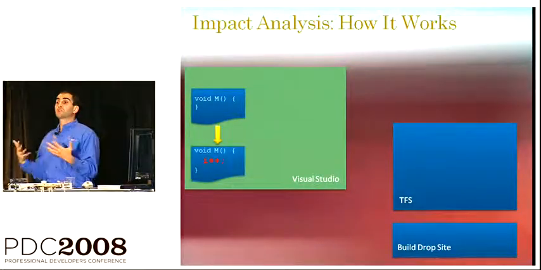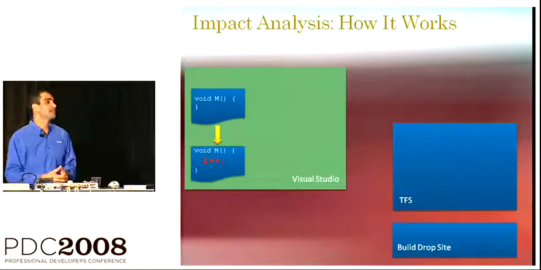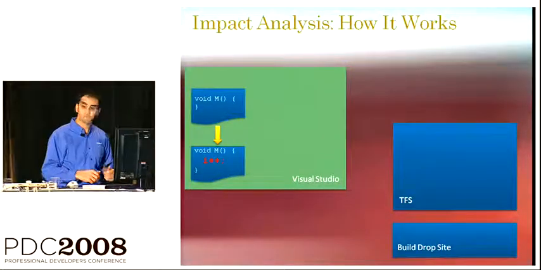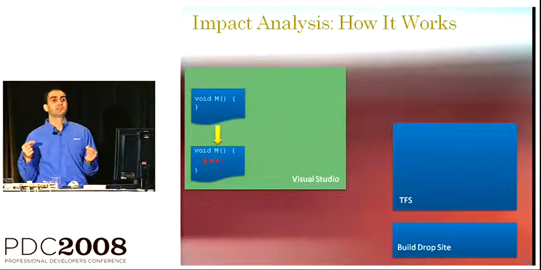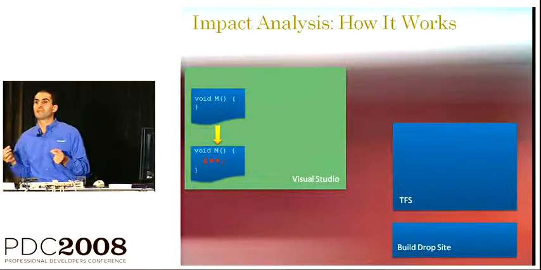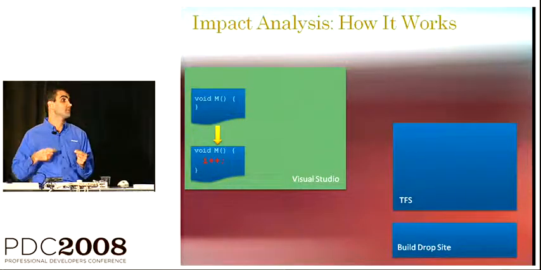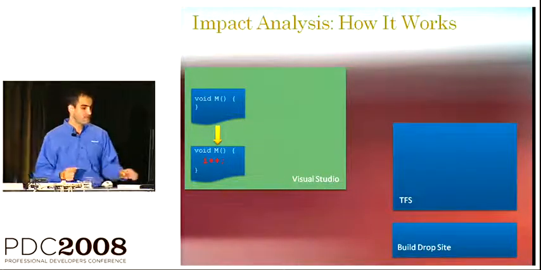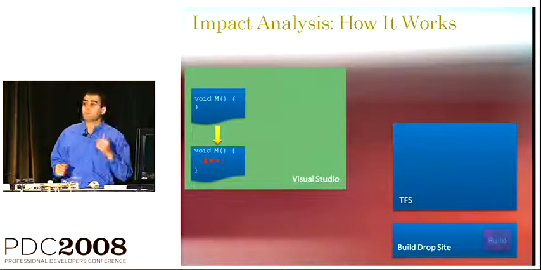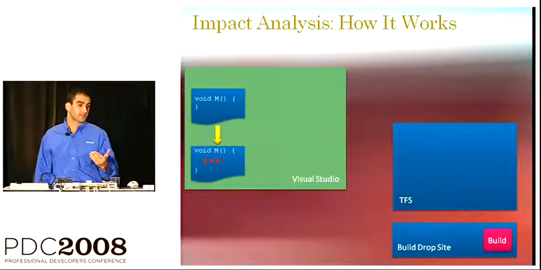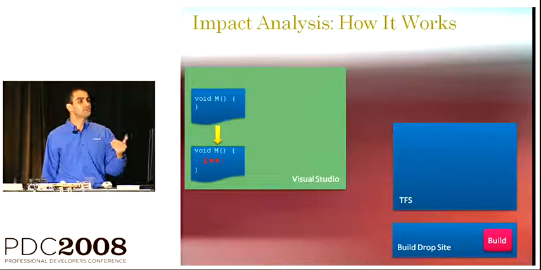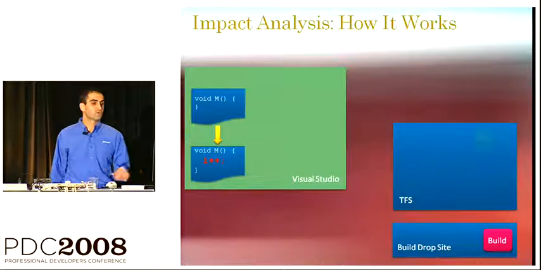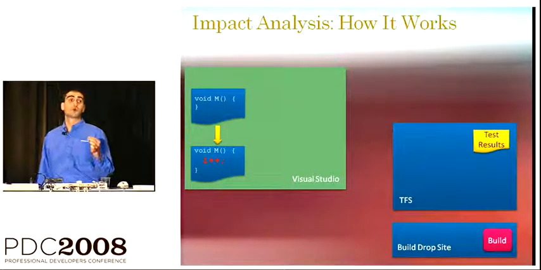So first of all, I'm going to make a change to the method M by, let's say, introducing a new statement that increments I. What actually happens from there? Well, in order for this test impact feature to work, there are some prerequisites that need to happen first. First of all, you need to create a team build, and as part of that team build, you need to have a set of tests that run with it. So once you run the team build, we'll first publish the build, and as part of that, we'll also publish the test results that go with that build.